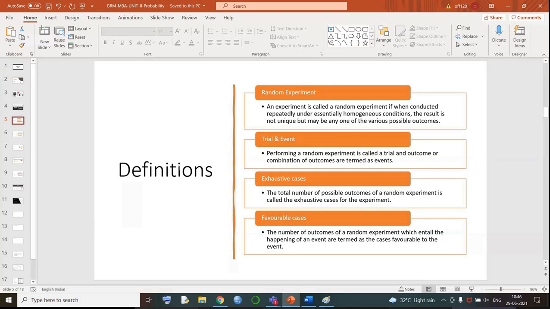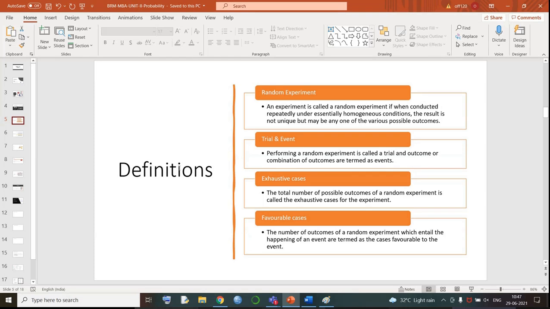Homogeneous conditions means what? Let us take an example. I have a coin, and I want to toss it 5 times. First time I tossed it, I got head. Second time again I'm tossing it. Is there any rule that since the first time I got head, the second time also I should get head? No rule. Or is there any rule that I need to get a tail the second time?